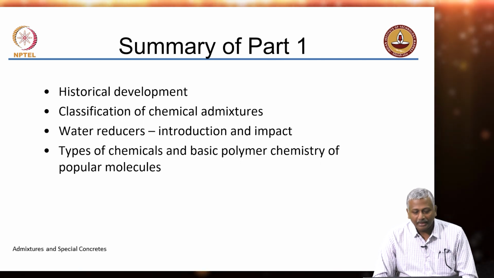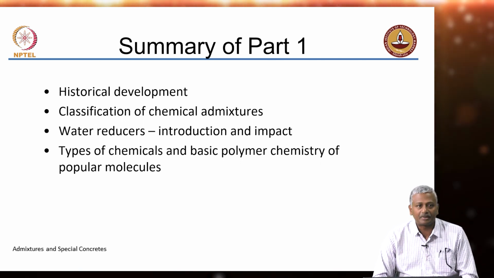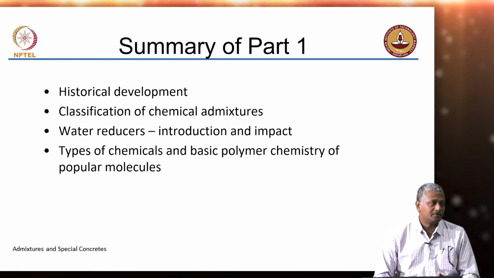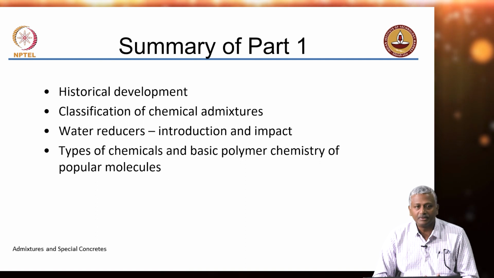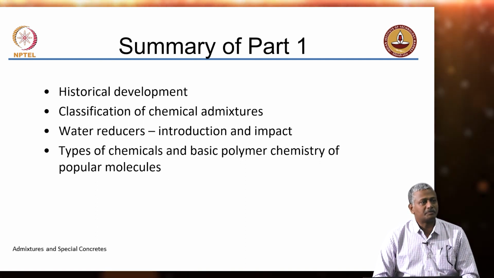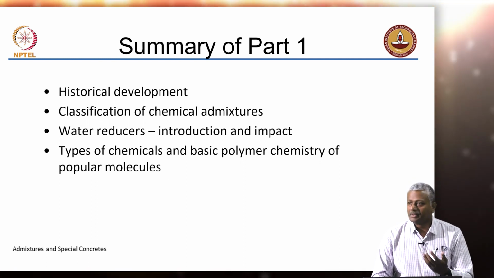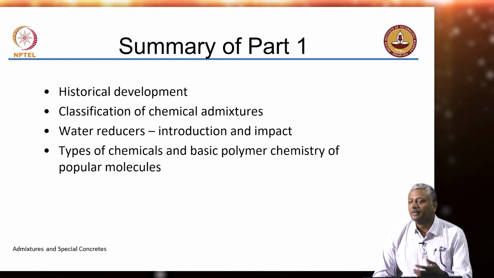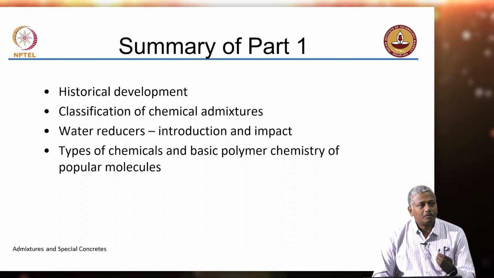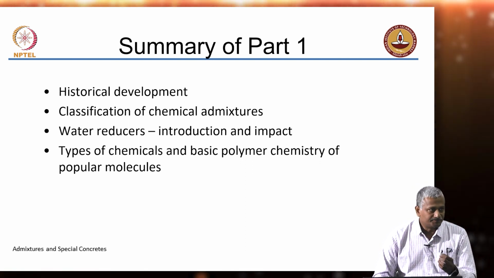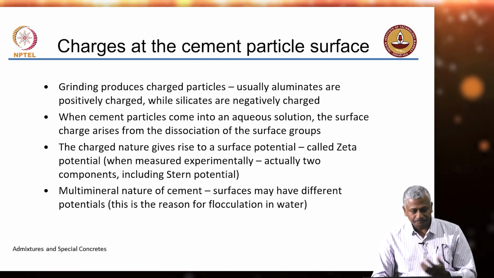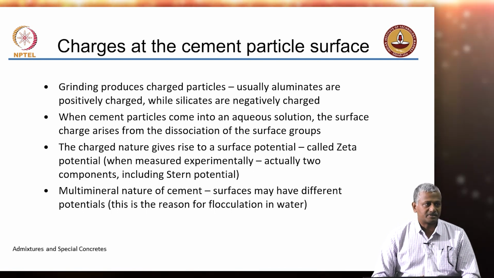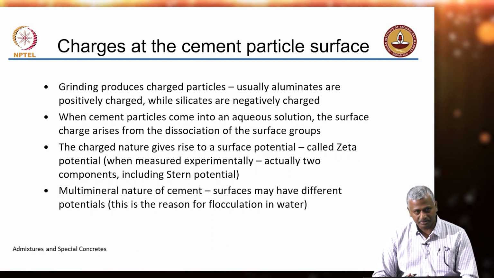Okay. And we also looked at types of chemicals and the basic polymer chemistry, which is of course quite significant in understanding the degree of effectiveness of different chemicals, but at the same time from the perspective of why sometimes some chemicals work and others don't, why some combinations work and others don't. In such cases, having some idea about the admixture chemistry can be quite useful. Okay. So, let us move on and look at what really happens that causes this plastification of the cement particles.